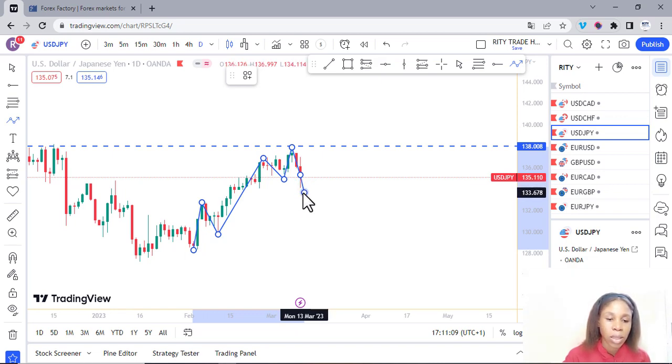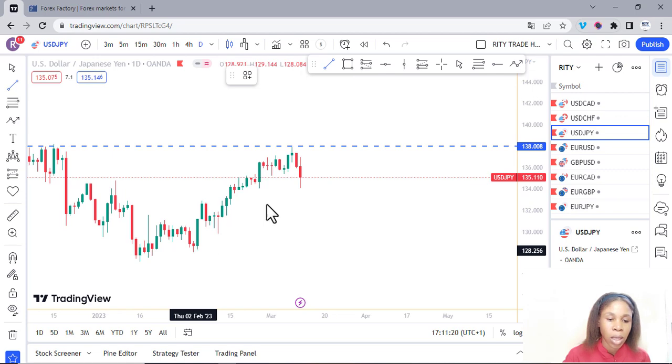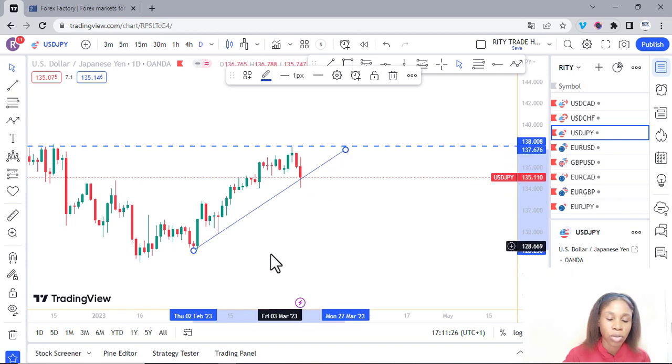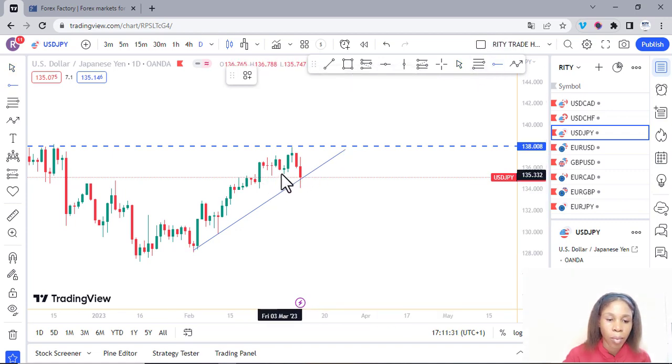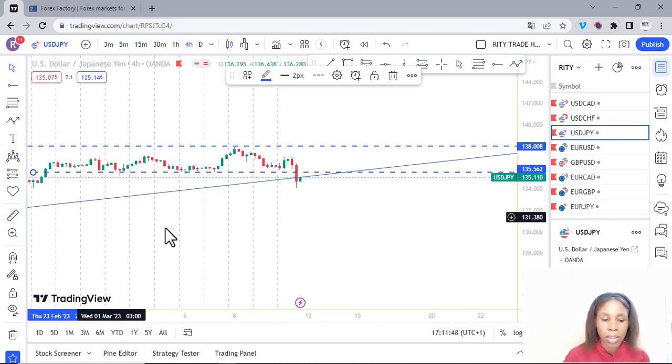So let's have a clearer view of this. Let me draw a trend line to properly identify this. This is the trend line. So we can see price has broken the trend and this previous structure. Let me just identify it here. You can see price has taken off this previous structure. So let's go to the 4 hours time frame and have a clearer view of this analysis.